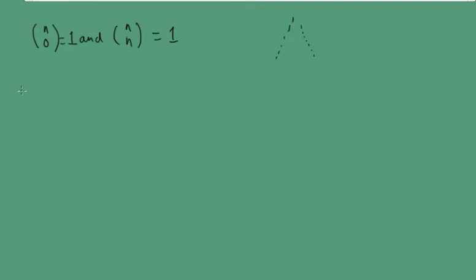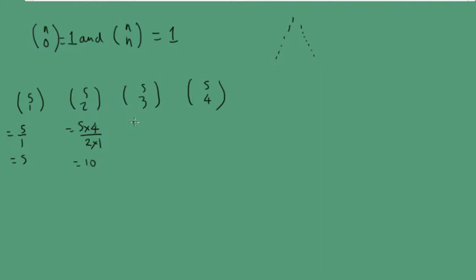Let's look at these numbers: 5 choose 1, 5 choose 2, 5 choose 3, 5 choose 4. So this means 5 over 1, which is 5. And this is 5 times 4 over 2 times 1, which is 10. And this is 5 times 4 times 3 over 3 times 2 times 1, which is also 10. And then this is 5 times 4 times 3 times 2 over 4 times 3 times 2 times 1, which is equal to 5. And these are just little tricks that you find in Pascal's triangle.